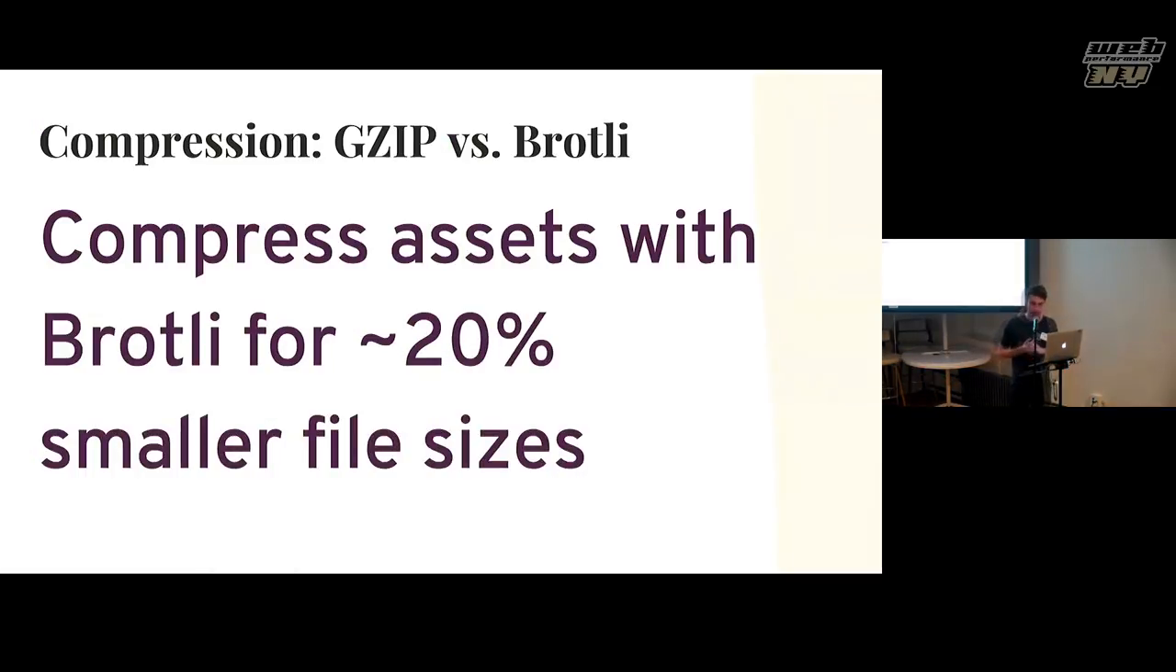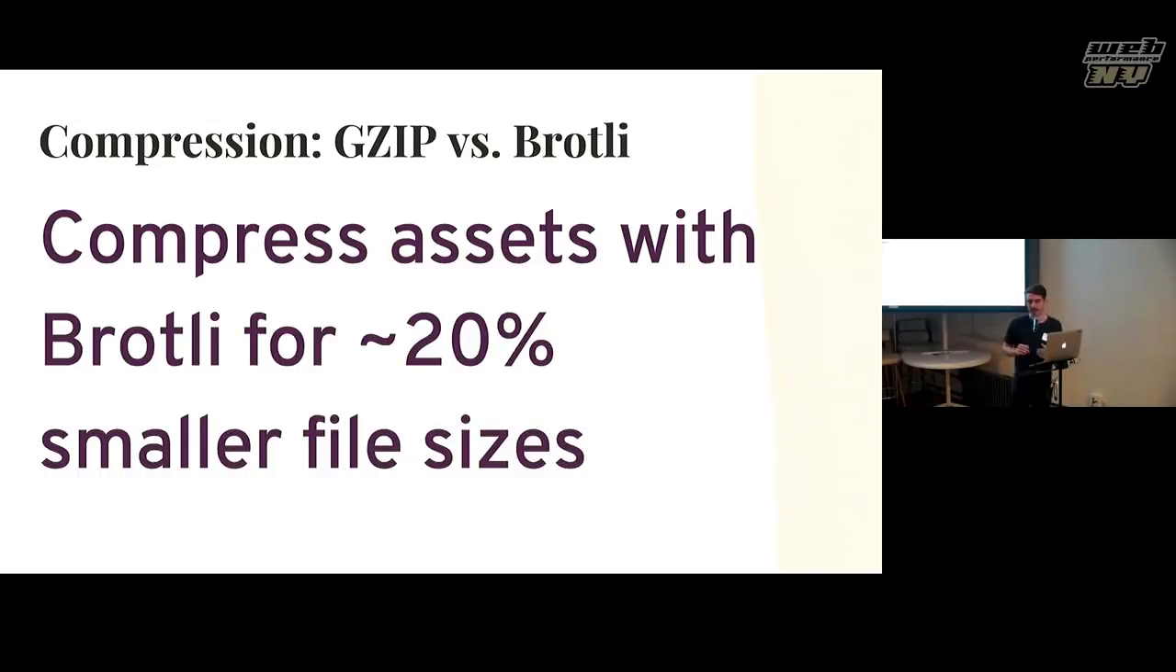And lastly, compression. Most websites compress their assets using a technology called gzip, which helps to minimize the amount of data that's being sent over the network. We do that as well, but we also compress our assets with Brotli, which is a different compression algorithm from Google that leads to about 20% smaller file sizes.